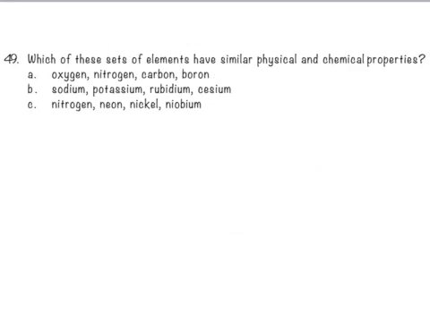Out of the following pairs of elements, which one has similar physical and chemical properties? That's got to be B. Sodium, potassium, rubidium, cesium. Why? Those are all elements of the same family. Those are all alkali metals. They have the same valence electron configuration, similar properties.